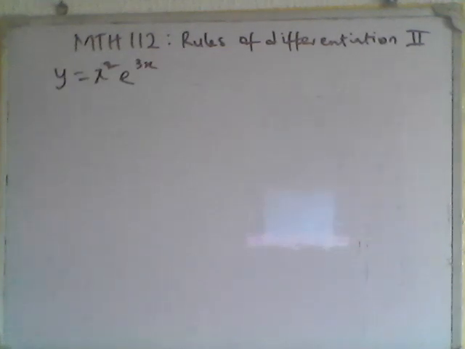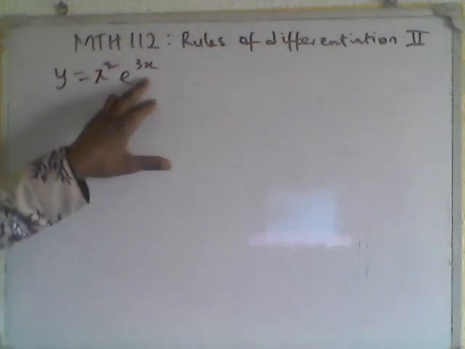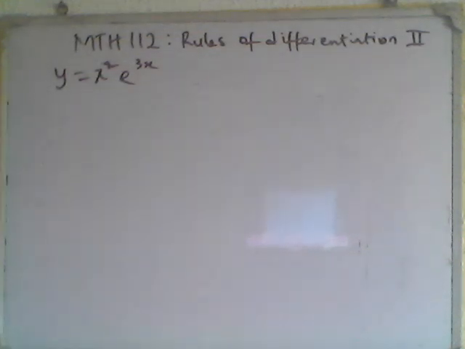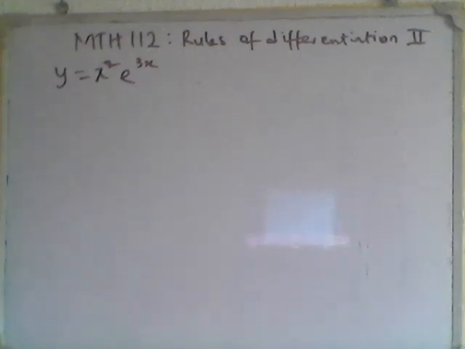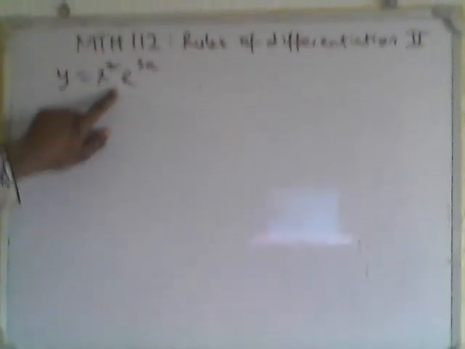Okay, so we have this question on the board. It says y is equals to x squared exponential 3x that we should differentiate. So this is like combining chain rule and product rule. Remember the previous video? Sometimes some functions may involve multiplication and nesting. Okay, so now this is like product rule.